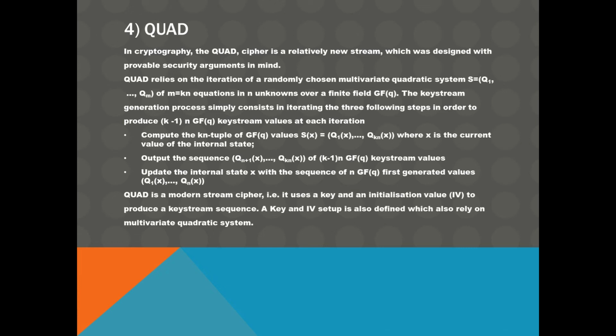So at each iteration we basically try to generate some randomly created iterated values and try to compute those and make use of the values in our cipher text. So basically QUAD is a modern stream cipher, that is, it uses a key and an initialization value to produce a keystream sequence. A key and IV setup is also defined, which also relies on a multivariate quadratic system.